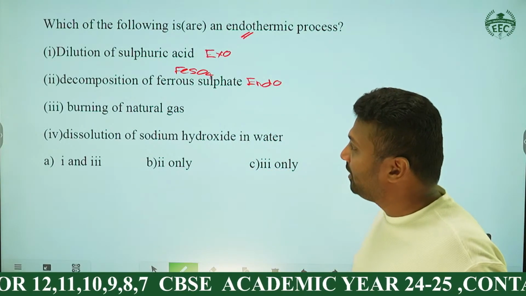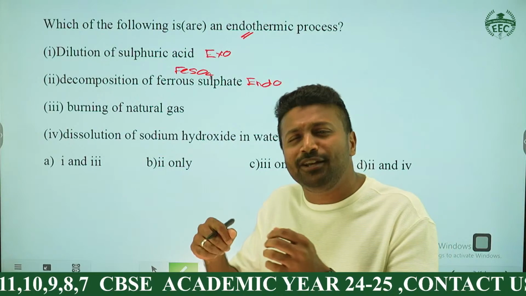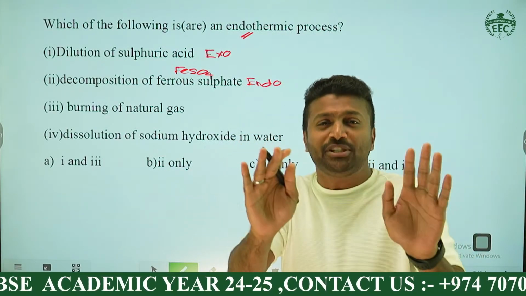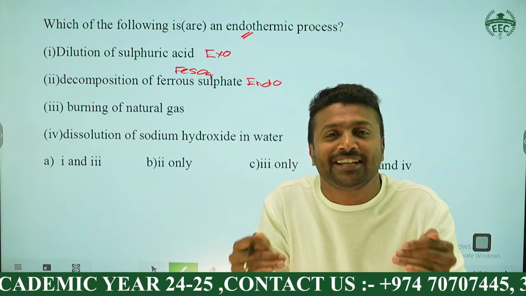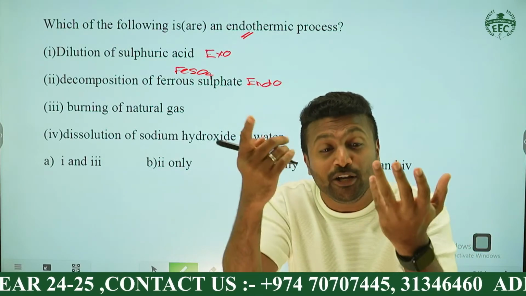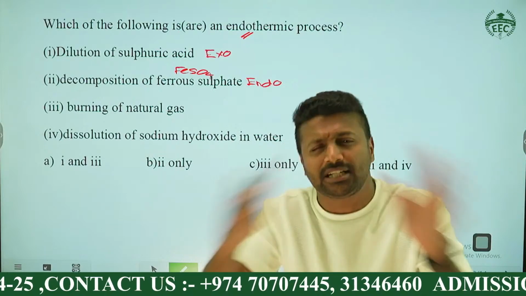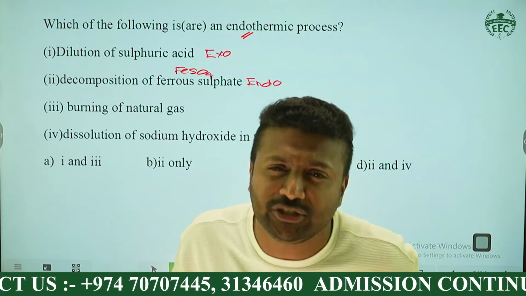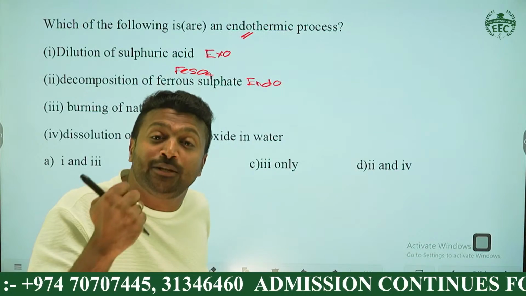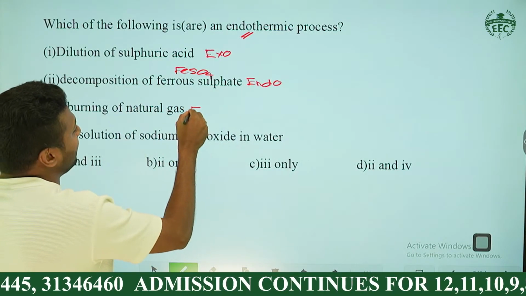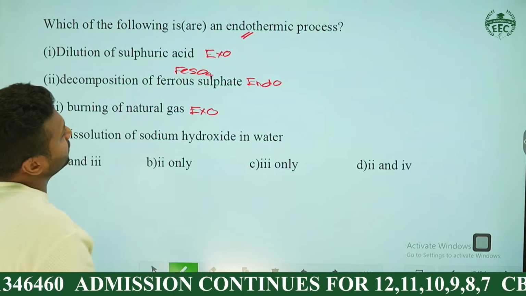Endothermic reaction. Option 3, burning of whatever. Burning means combustion, reaction with oxygen, which means it's exothermic. Heat will be liberated, right? Whether it is natural gas, burning of carbon, burning of coal, whatever it may be, burning means combustion, reaction with oxygen, and heat will be liberated. So called what? Exothermic reaction. So the third one is again an exothermic reaction.